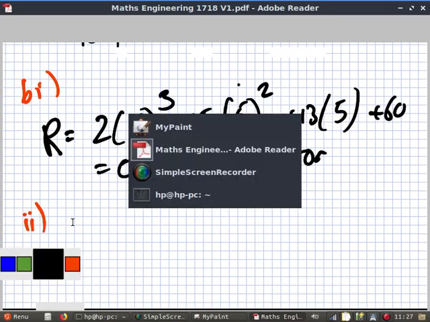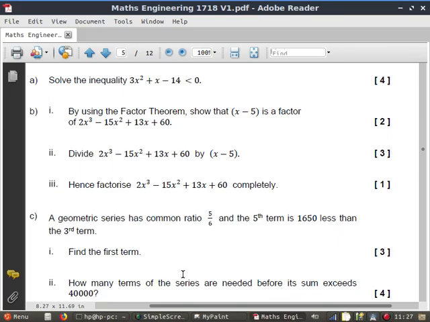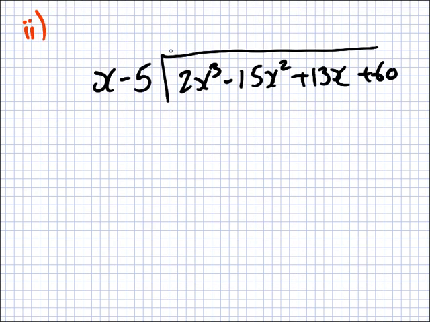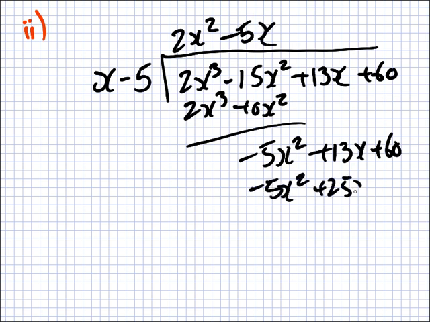2. Divide. Is it the same one? It's the same. So it should be 0. 2x cubed minus 15x squared plus 13x plus 60. 2x squared: 2x cubed minus 10x squared, minus 5x squared plus 25x, and then minus 12 plus 16 is minus 12.